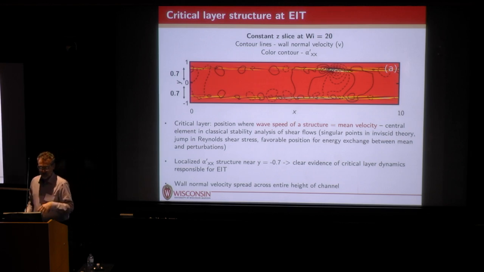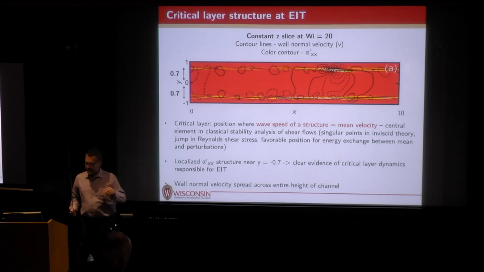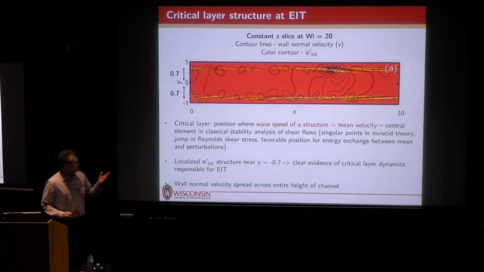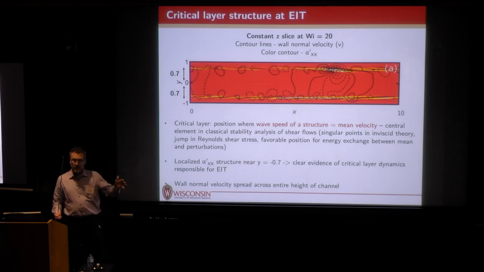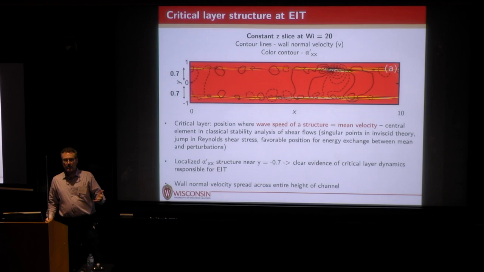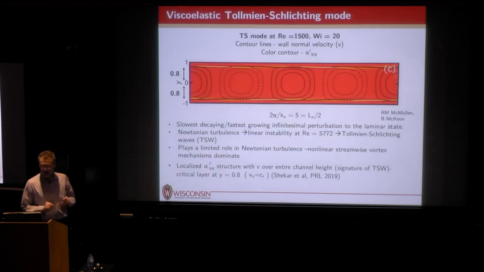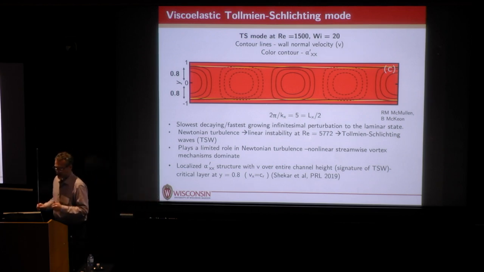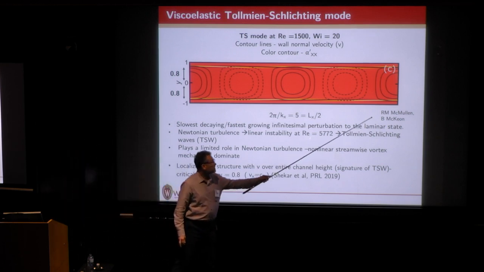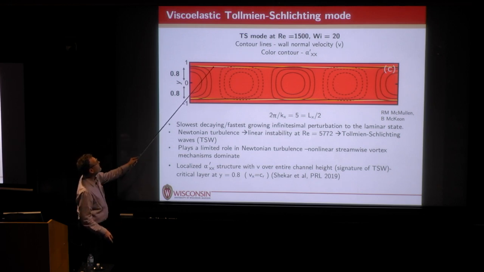For example, in inviscid shear flows, there's a jump in the Reynolds stress at the critical layer. We see something similar here, and in particular, we can think about the classical linear stability mode for wall-bounded shear flows, and that's the Tollmien-Schlichting wave. So let's look at what Tollmien-Schlichting waves look like here. There's a Tollmien-Schlichting wave. We just solve the linear stability problem for this viscoelastic flow, and I should point out this was done by our collaborators at Caltech. And again, you see this very clear localized structure.